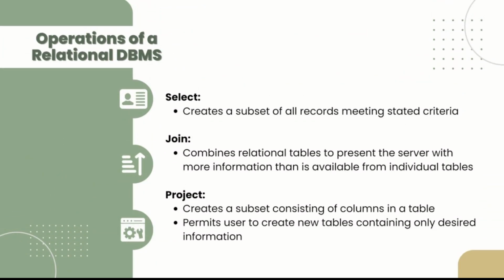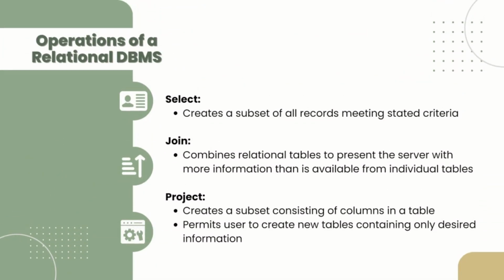Operations of relational DBMS. Select. Creates a subset of all records meeting stated criteria. The select operation is used to retrieve a subset of records from a table that meets specific criteria or conditions. For example, consider a table of employees where you want to select only those employees who are managers.